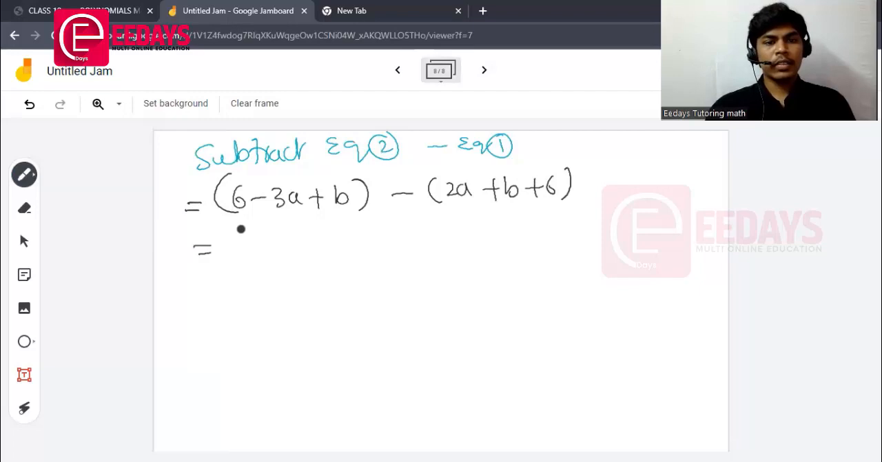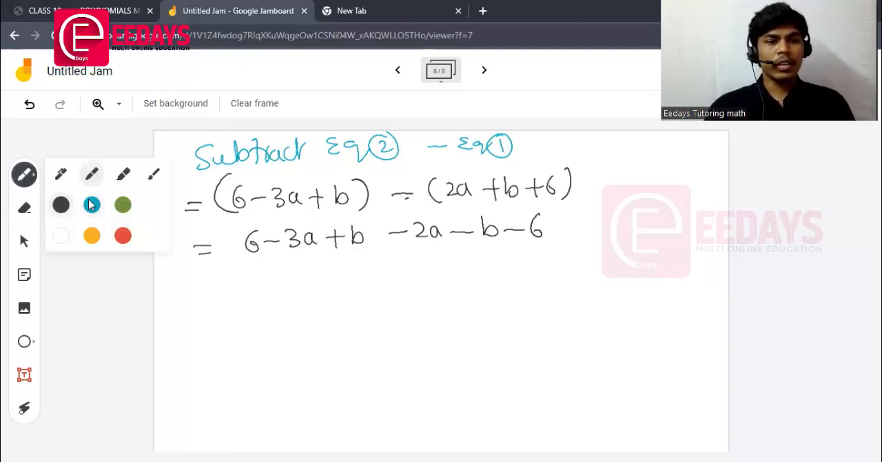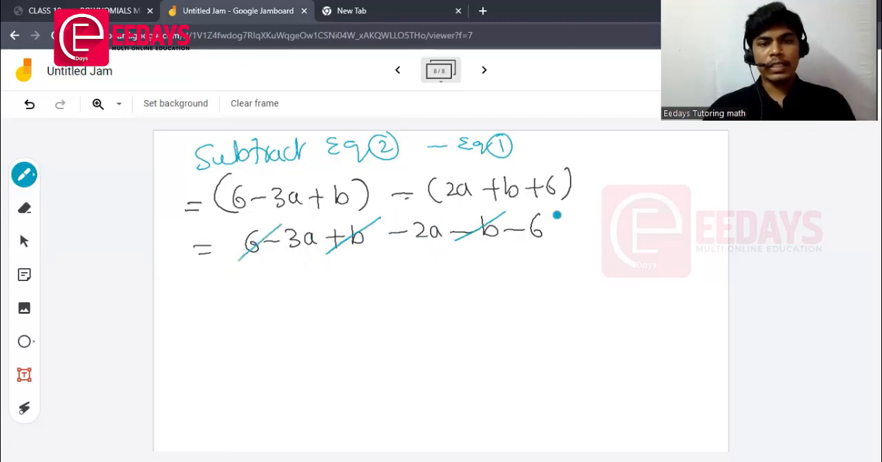If we do subtraction, 6 minus 3a plus b minus into plus minus 2a, minus into plus minus b, minus into plus minus 6. All right, let's do cancellation. Plus b minus b get cancelled. Plus 6 minus 6 get cancelled. We are getting minus 3a minus 2a we are left with.